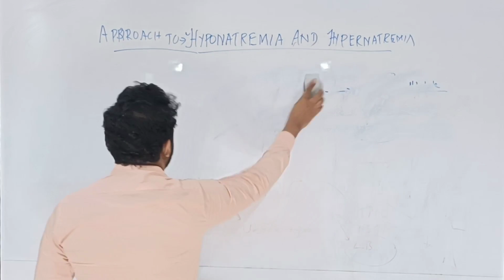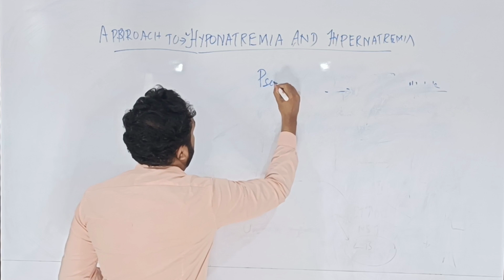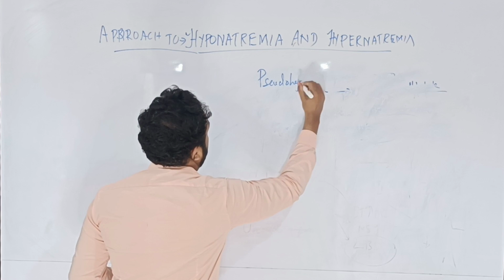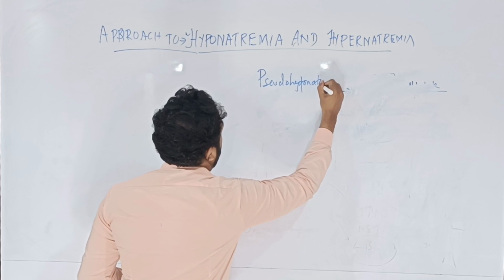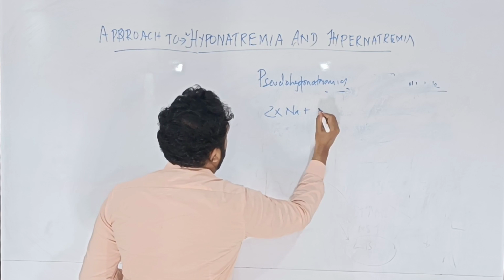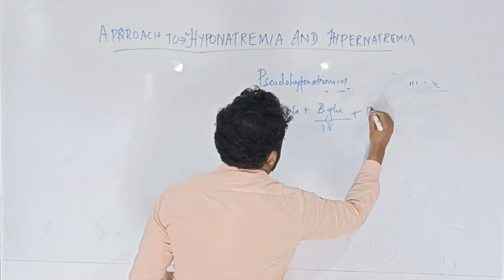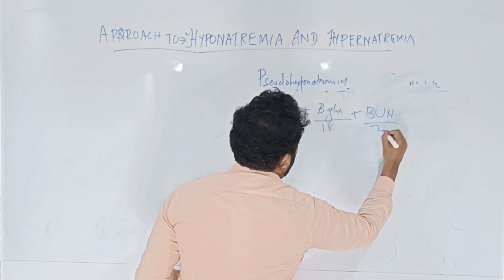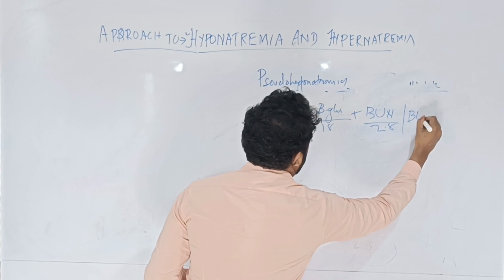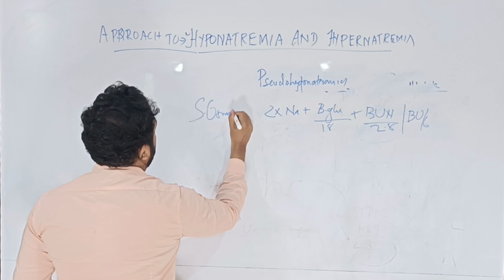Another important term that we will be constantly using in the discussion is known as pseudo hyponatremia. Pseudo hyponatremia. Serum osmolality is 2 into sodium plus blood glucose by 18 plus blood urea nitrogen by 2.8 or blood urea by 6. So this is the formula for serum osmolality.